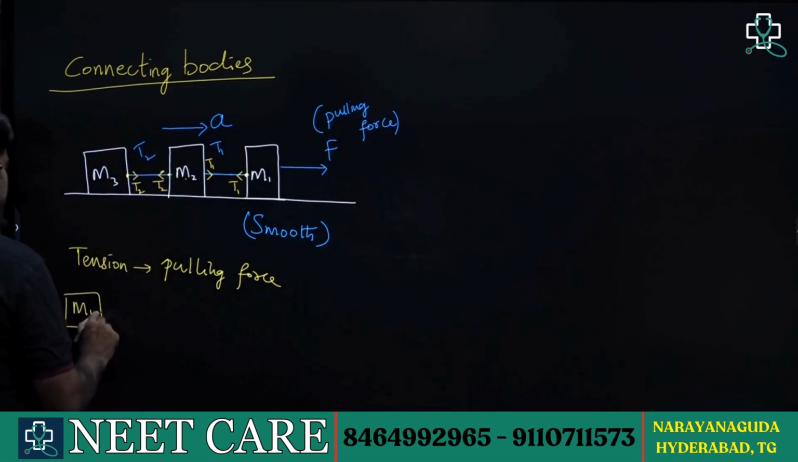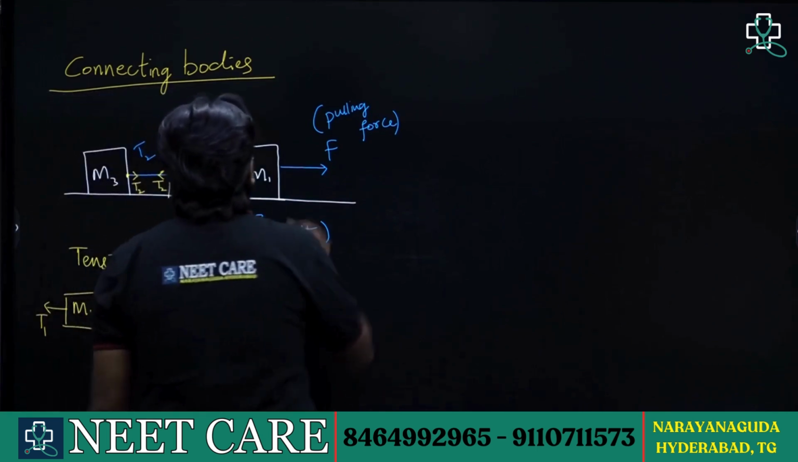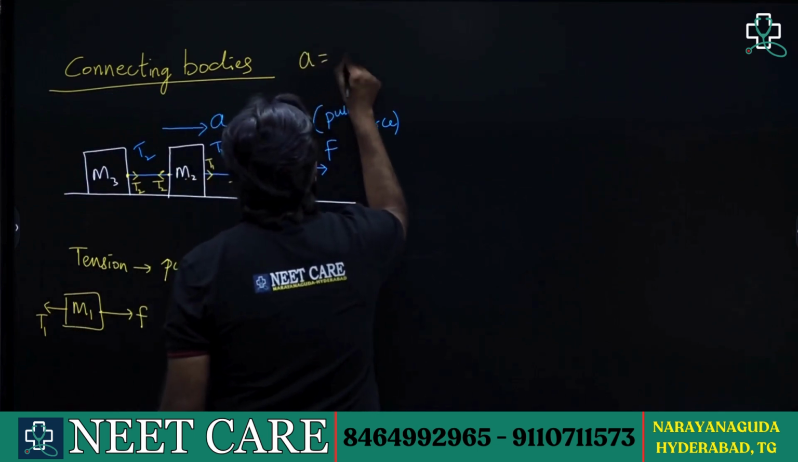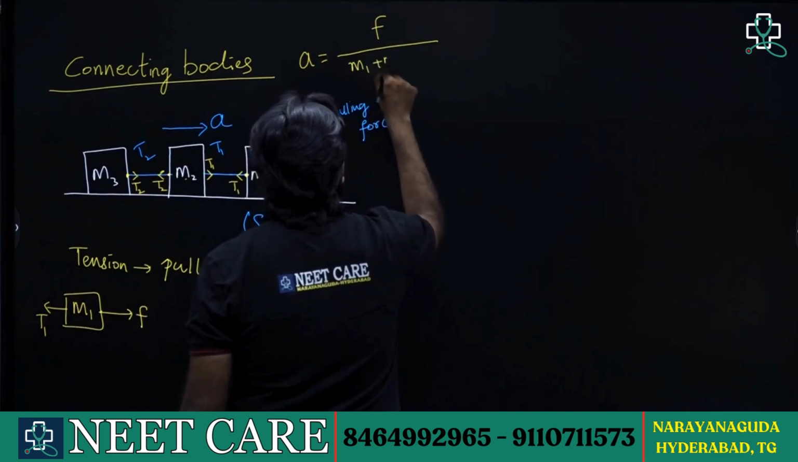M1 is experiencing two forces, that is capital F, and tension T1 acting towards the left. And before getting into the FBD, let us write down the formula for acceleration. Here also, acceleration can be written as net force by total mass.